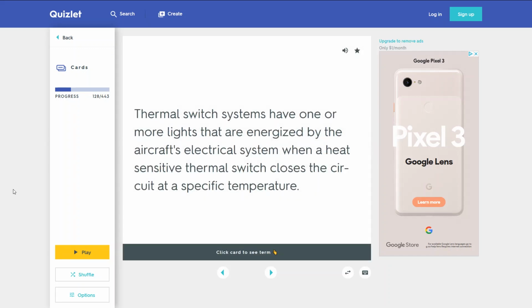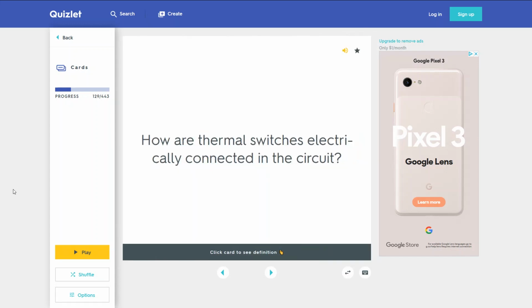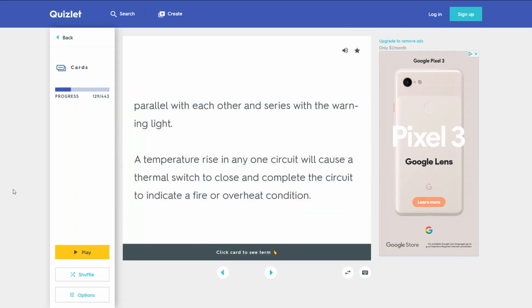Thermal switch systems have one or more lights that are energized by the aircraft's electrical system when a heat-sensitive thermal switch closes the circuit at a specific temperature. How are thermal switches electrically connected in the circuit? Parallel with each other and series with the warning light. A temperature rise in any one circuit will cause a thermal switch to close and complete the circuit to indicate a fire or overheat condition.